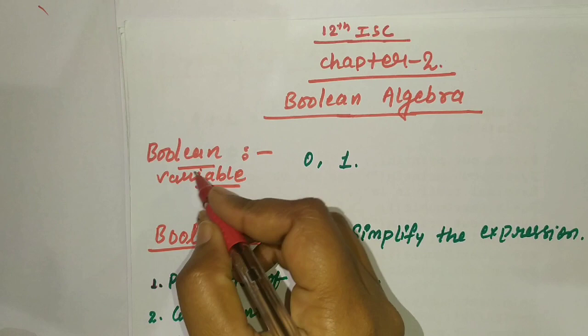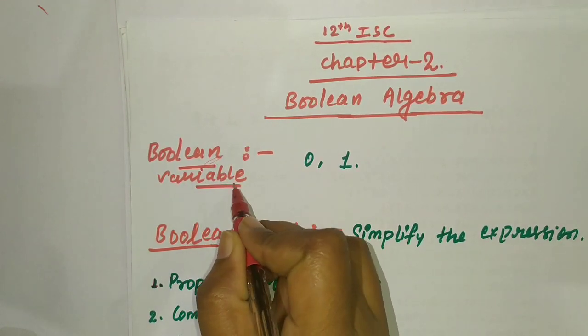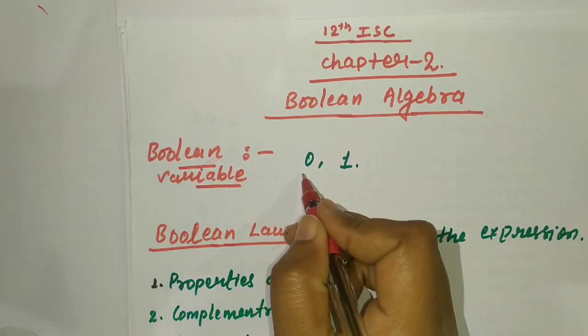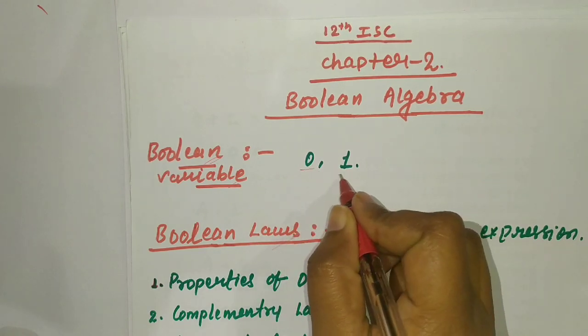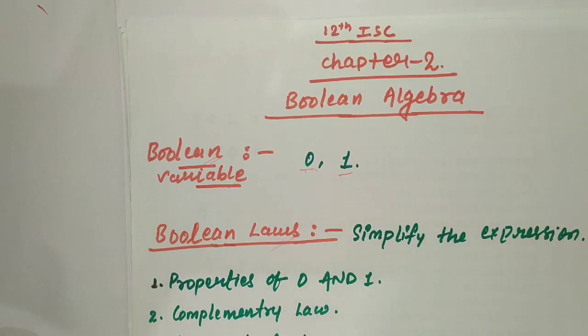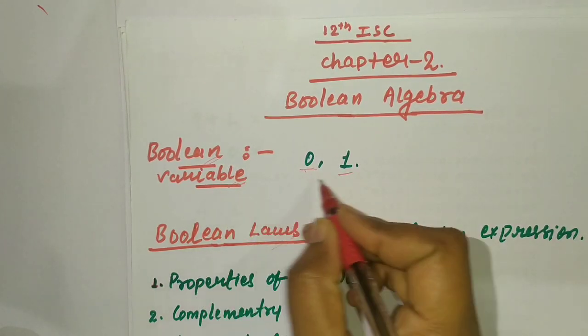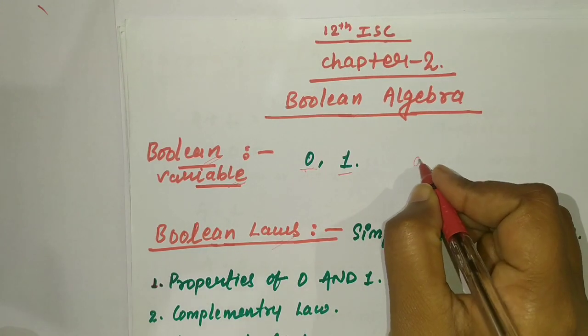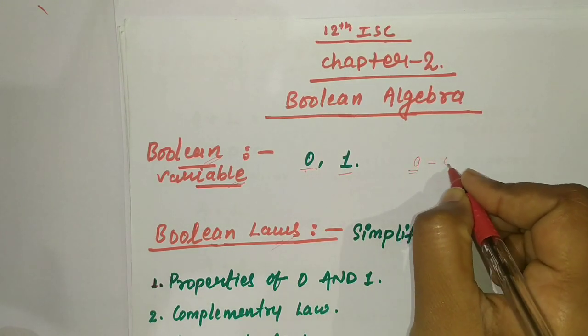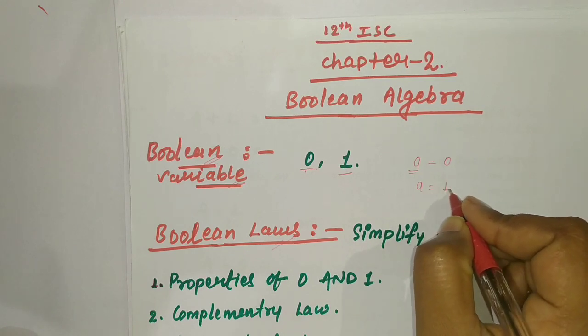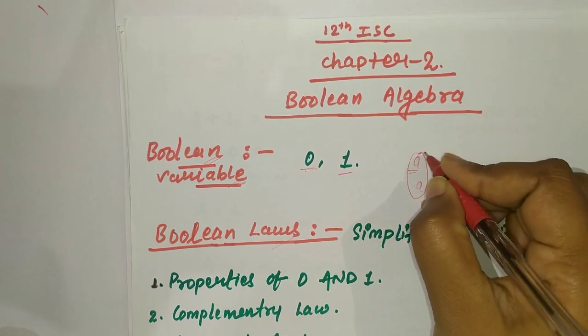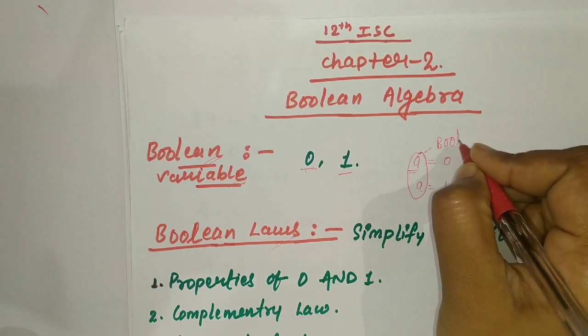Here, firstly, what is a Boolean variable? A Boolean variable gives the value 0 or 1. It gives two values, 0 and 1, and that variable is called a Boolean variable. Suppose a contains 0 or a contains 1, so a is called a Boolean variable.